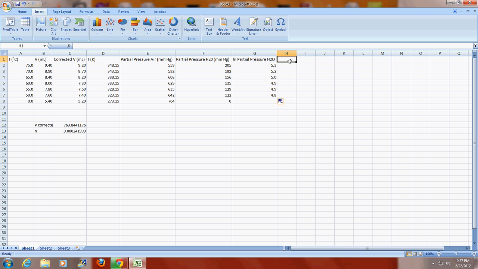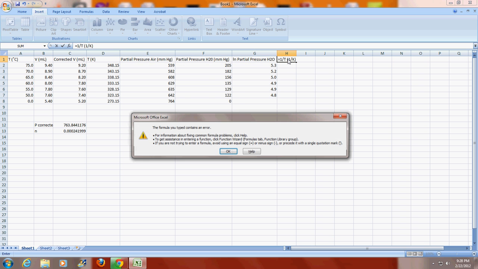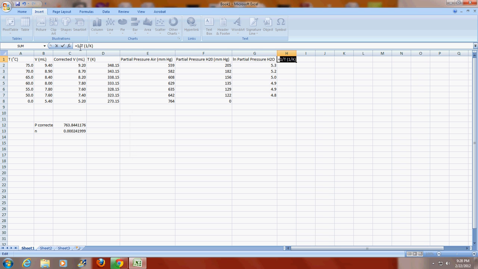actually doesn't matter. And I also need 1 over the temperature, which is in inverse kelvins. And that should not be an equation, so it shouldn't be an equal sign there. But this should be an equation, so this is just 1 divided by the absolute temperature, which is in this cell. So I click on it, I hit enter, and I drag this down. So now I have the equations for that.